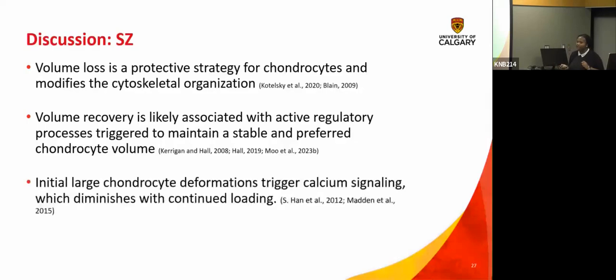And then when we think about that very first cycle, well, the first few cycles where we pretty much had that volume change, it's also been shown that during processes like calcium signaling, right? So when you begin to load the cartilage underneath the microscope and you see the calcium signals as these sparks, you only see them within the first few loading bouts, and then you don't see them again.